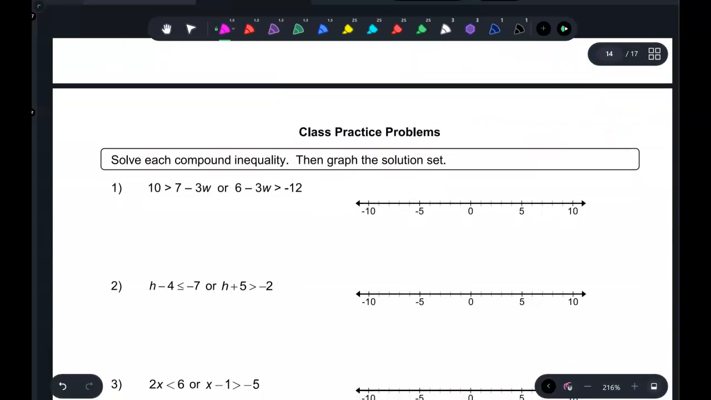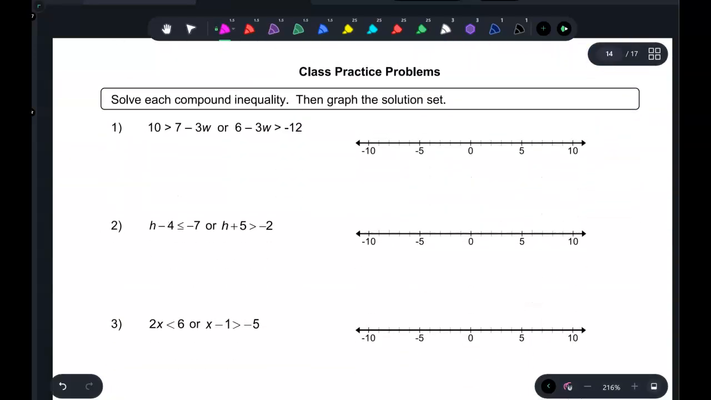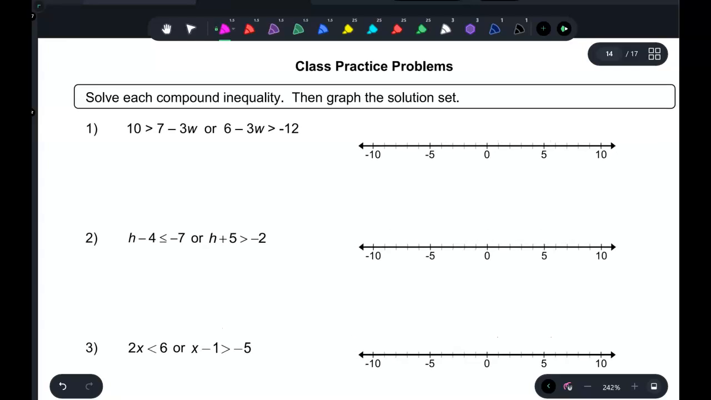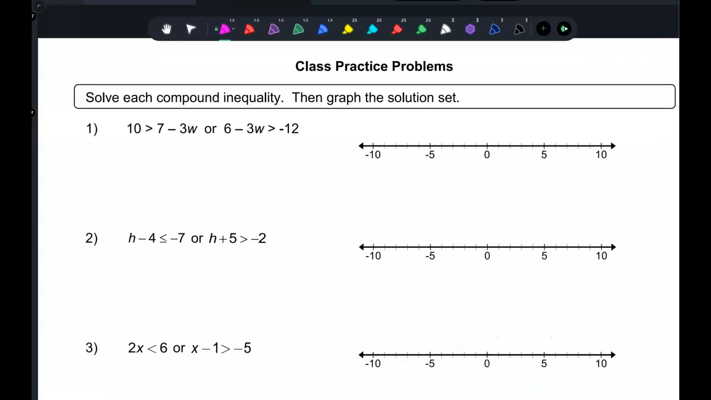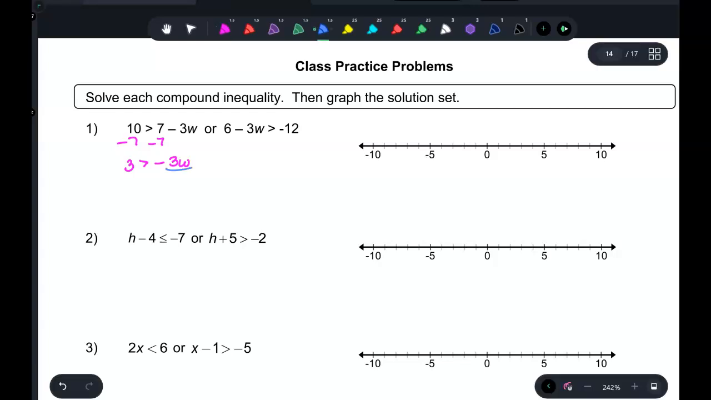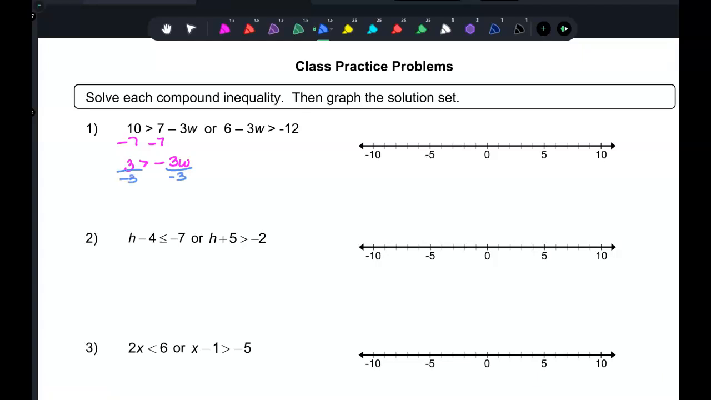Wait, I have a question. So what would we do for the next page? Let's fill in the ones that we didn't do. Okay, what do we want to do first? So for the first one, you do -7 to all sides. So 3 is greater than -3w. And then we're going to divide both sides by 3. So you get -3.